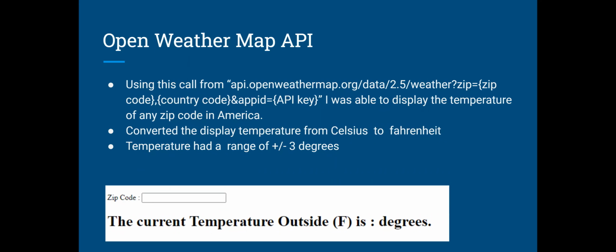Next up will be the Open Weather Map API. Open Weather Map was a great API to use. If you're looking at Bulletin 1, that's the actual call for the API. It was able to display the temperature in any zip code in America. Instead of displaying in Celsius, I displayed it in Fahrenheit, and it was a simple conversion in the code. And the air temperature was around plus or minus 3 degrees overall.